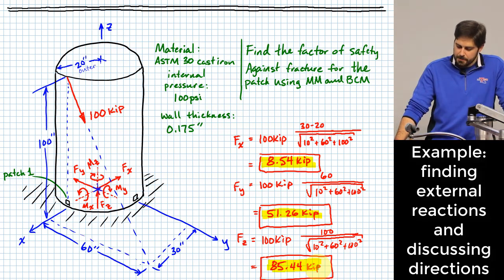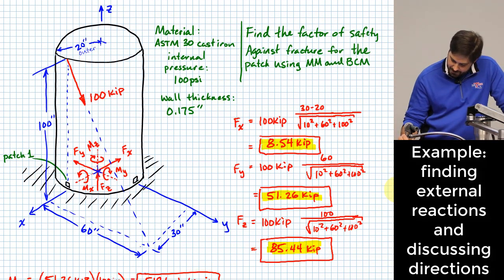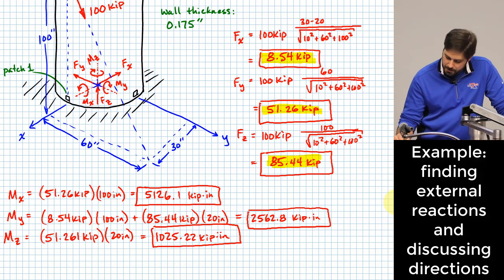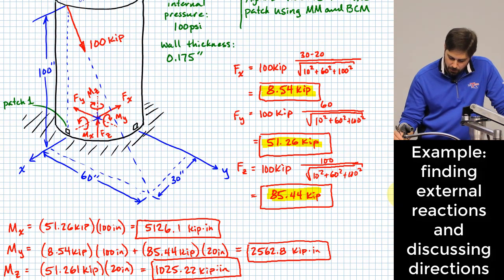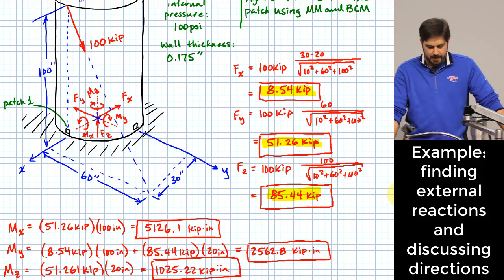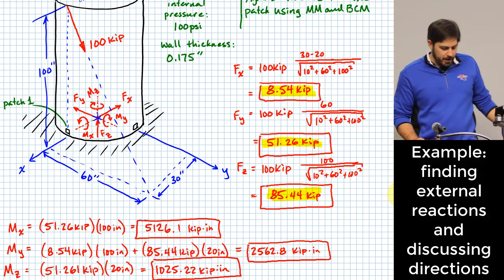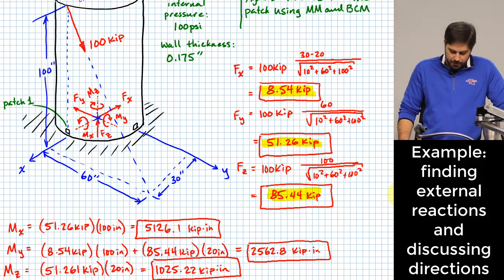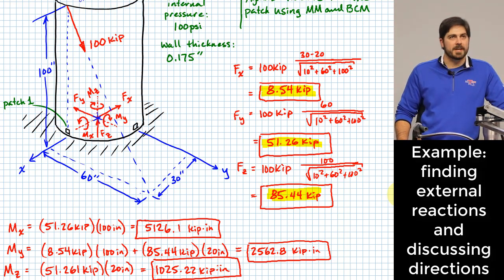All right, so there's my force reactions that I have at the base of this tank. And here are my moment reactions, which might be worth talking through a little bit more. Okay, particularly my Y moment. All right, you notice there I have two different components that happen for my Y moment. Why is that?